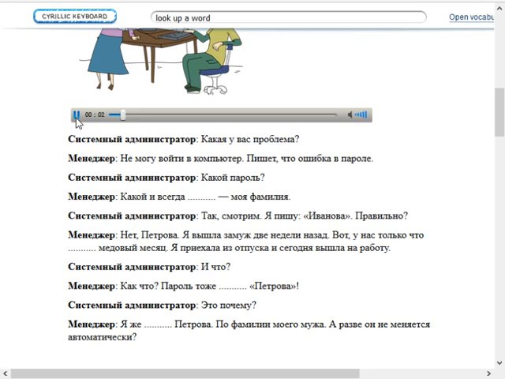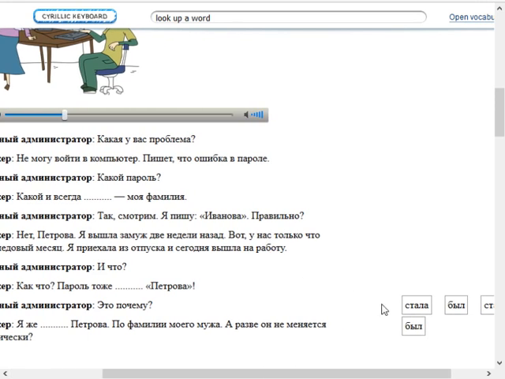Не могу войти в компьютер. I cannot get into the computer. Пишет, что ошибка в пароле. The computer writes that there is an error with the password. Какой пароль? Which password? Какой и всегда был. Моя фамилия.